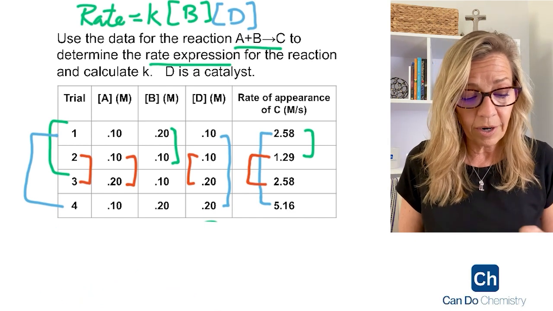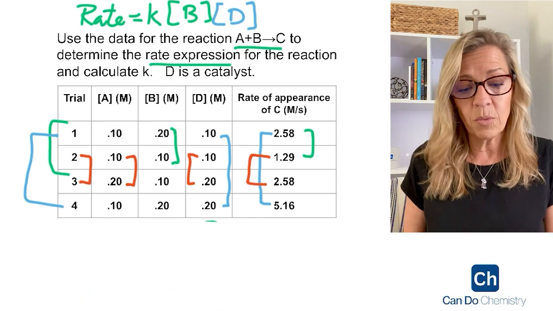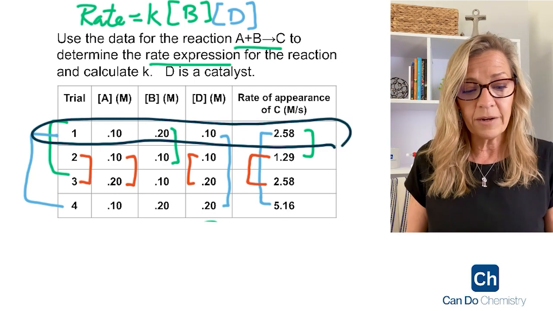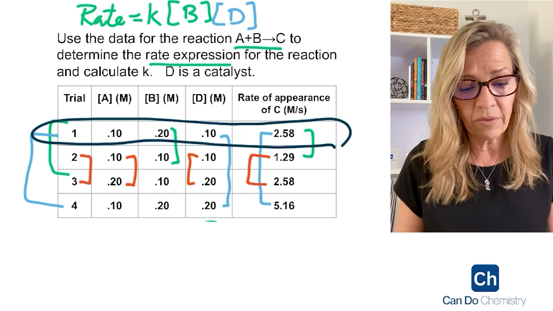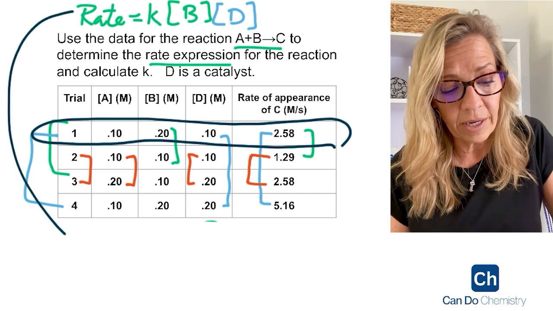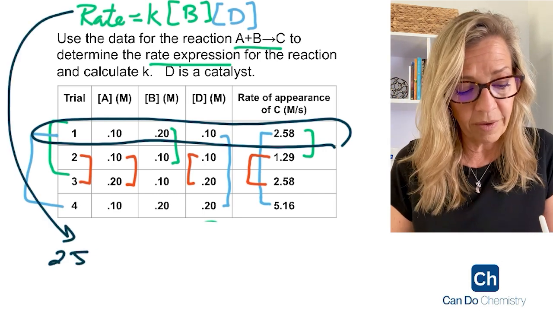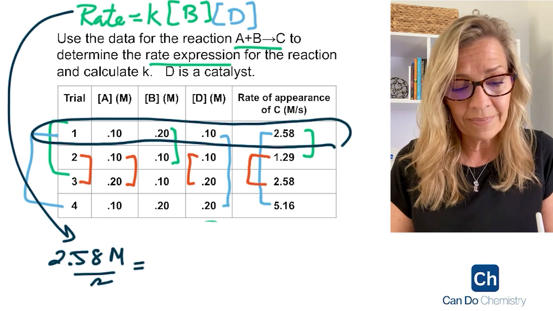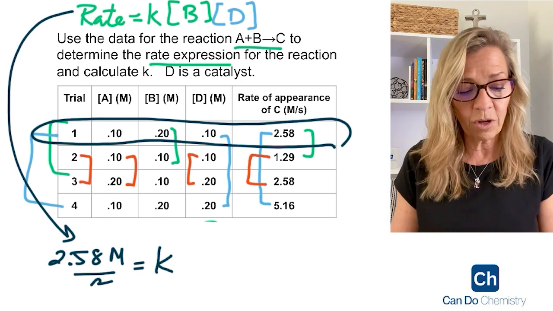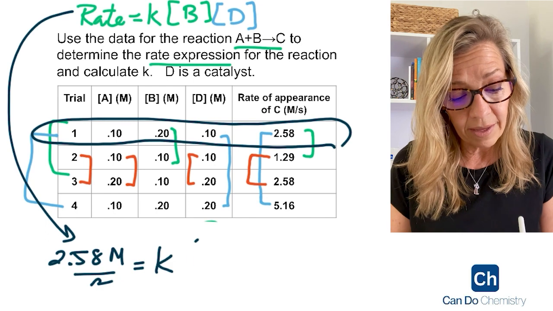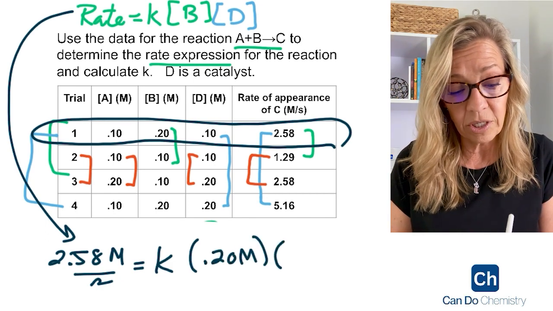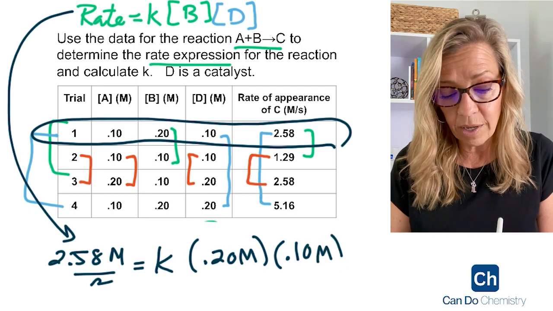Now, this is the fun part. You pick any trial that you want. Let's just do trial 1. And I'm going to take that data from trial 1 and plug it into my rate equation. So the rate, here it comes. The rate is 2.58, and that is molarity per second, equals K, that's what I'm going to solve for, times B, the concentration here was 0.2 molar, and then the concentration of D was 0.1 molar.